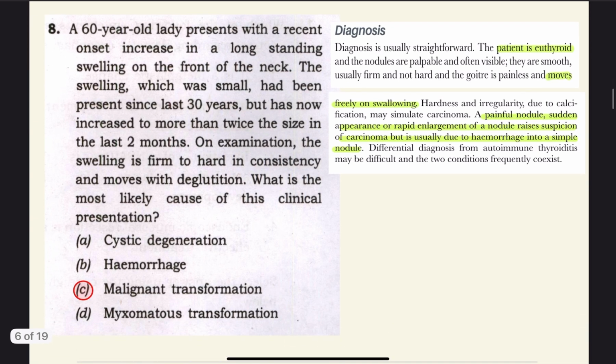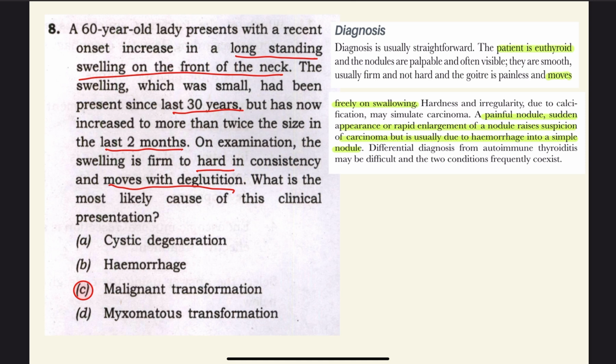Next is question number 8. A 60-year-old lady presents with recent onset of increase in a long-standing swelling in front of the neck. The swelling was small and had been present for 30 years, but has now increased to more than twice the size in the last 2 months. On examination the swelling is firm and hard in consistency and moves with deglutition. What is the most likely cause in this patient?